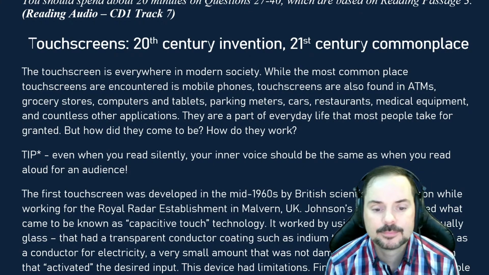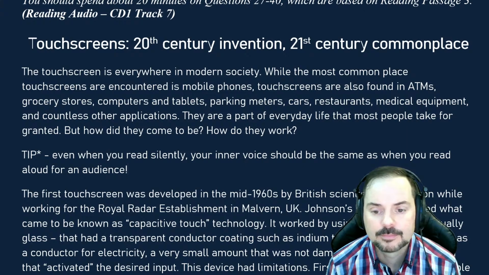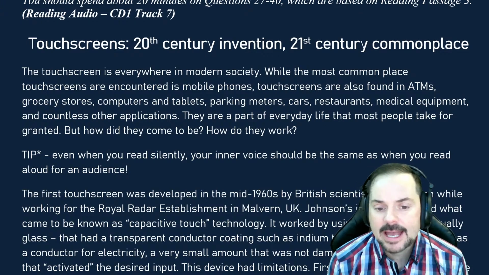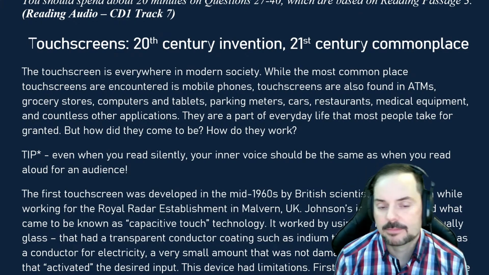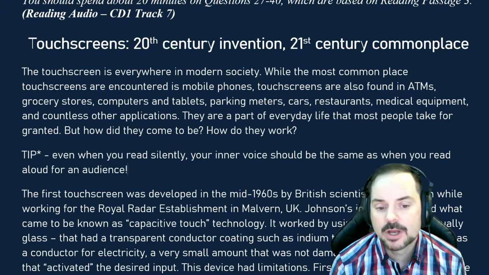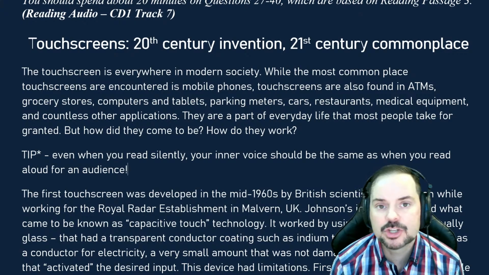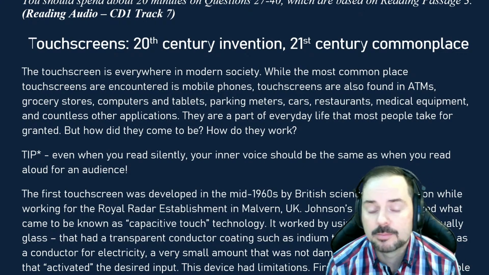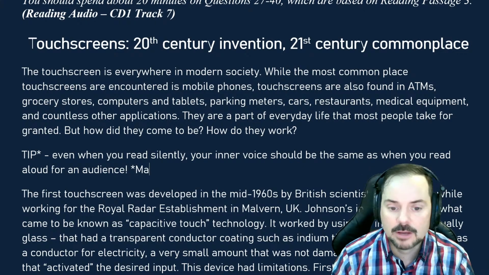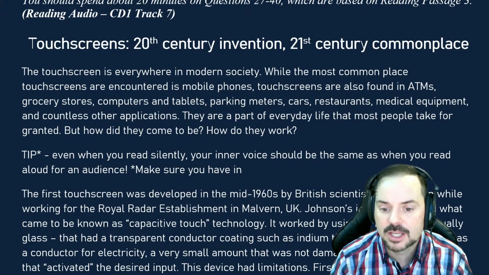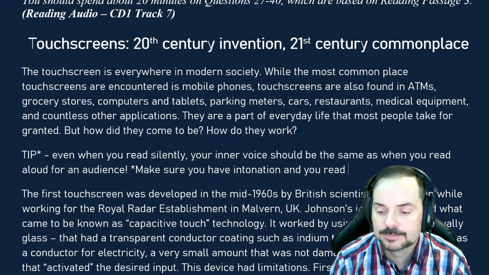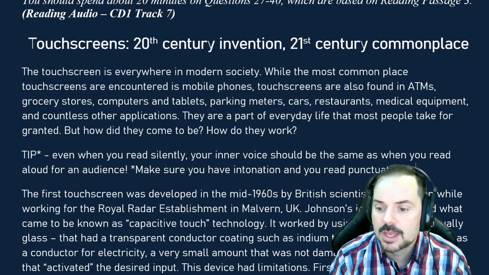Yes, sir. That I will have to read the same passage in the same manner, but I will have to remain silent. Yeah, kind of. Yes, in essence, yes. To be more specific, what I mean is make sure you have intonation, make sure you have pauses, make sure you read the punctuation, okay? So make sure you have intonation and you read punctuation in your inner voice.